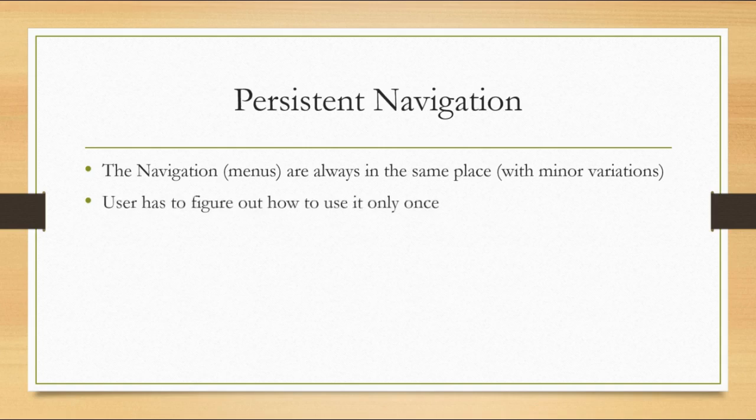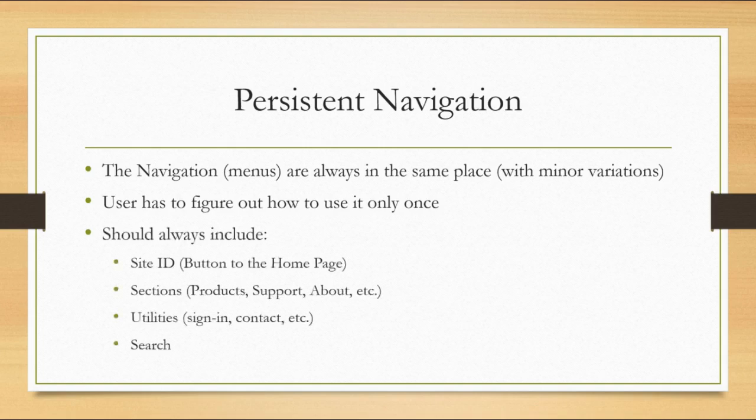That way, once they're in a persistent spot, the user only has to figure out how to use it once. Okay, the navigation should always include a site ID. This is a button or a link to the home page. There should be sections for whatever it is your site's doing, whether it's products or support. There should be utilities for signing in, how to contact the company, and there should be a search button.